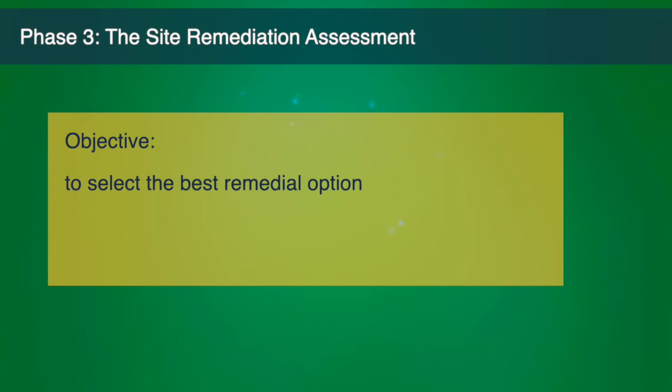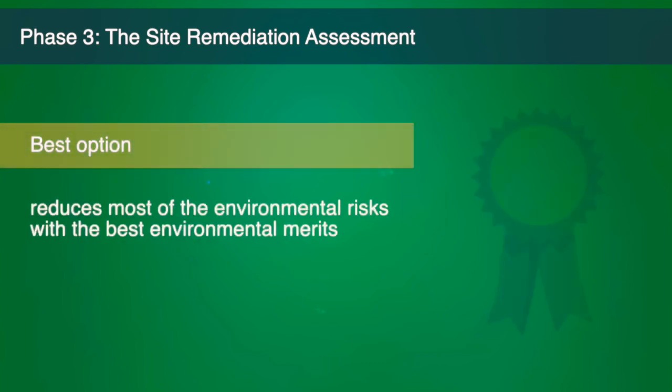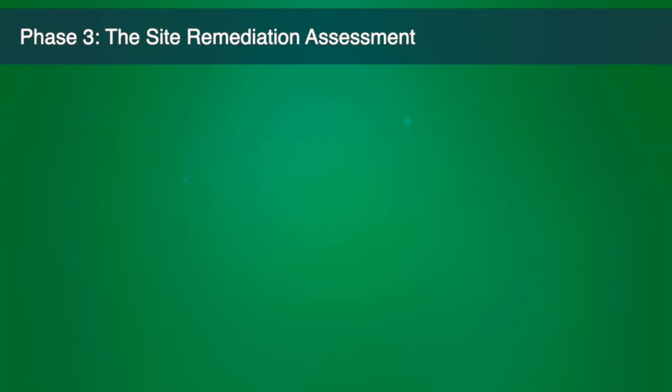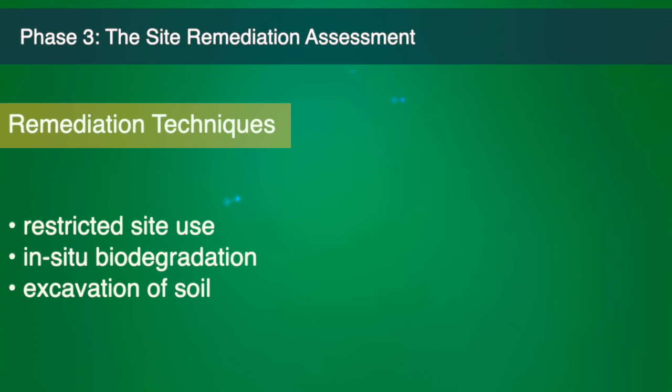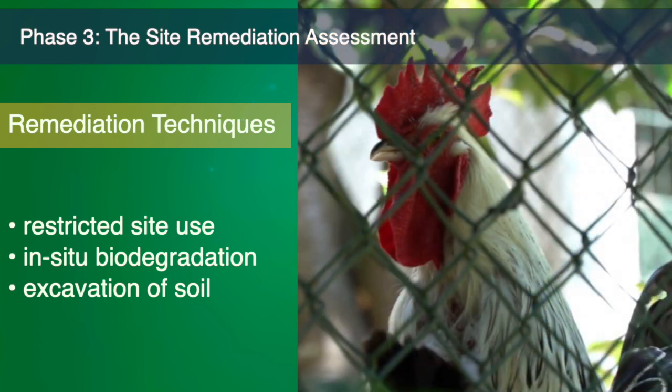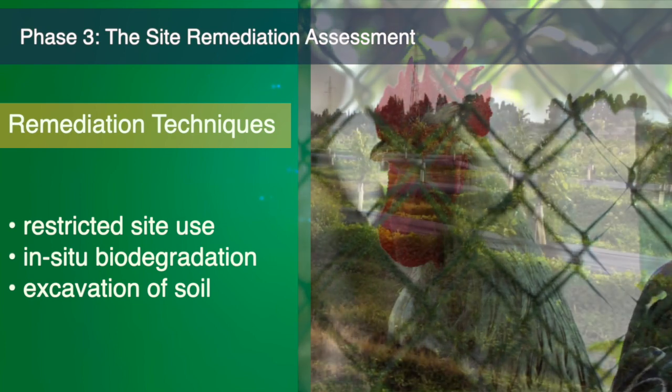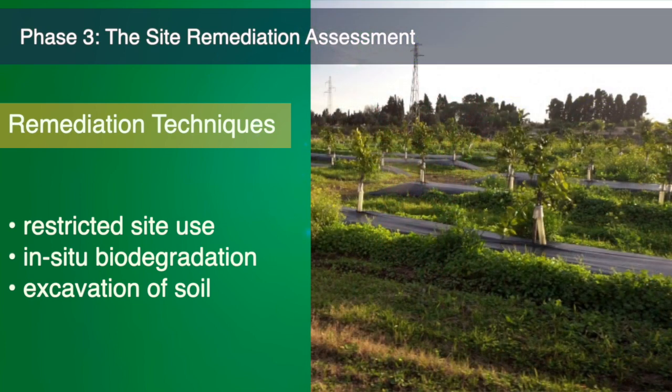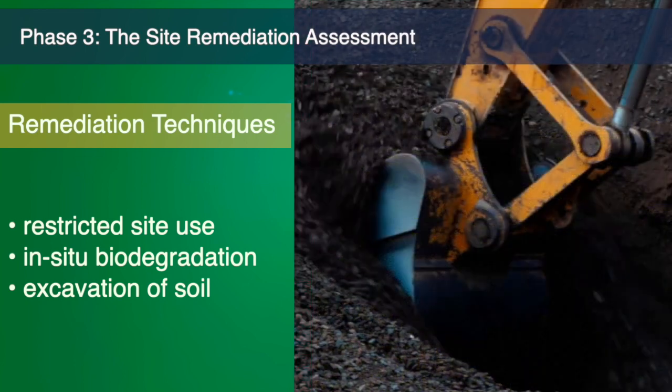The objective of this phase is to select the best remedial option. The best option is the one that reduces most of the environmental risks with the best environmental merits, not entailing excessive cost. The remedial techniques for PCB contaminated sites used to design this option vary from restricted site use, for instance, excluding livestock, cattle, chicken, etc., since they are key exposure routes, to in situ biodegradation, to completely excavating the contaminated soil for off-site treatment.